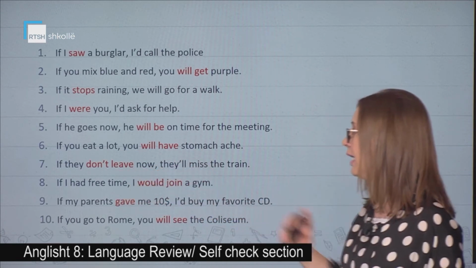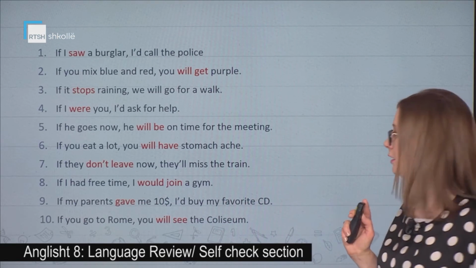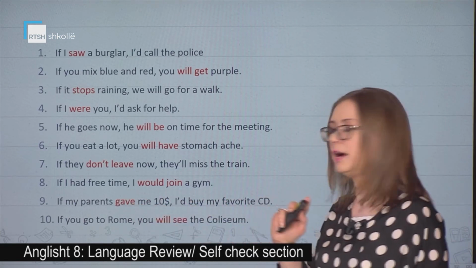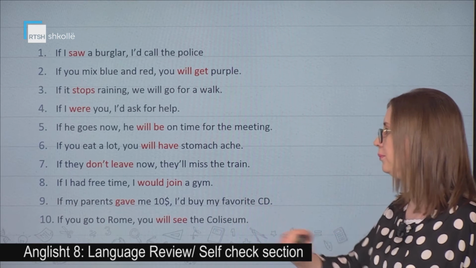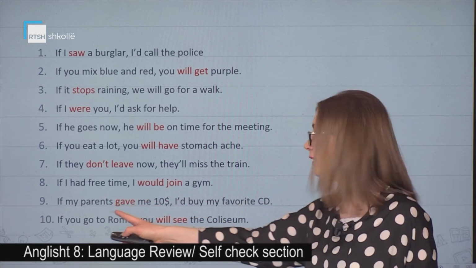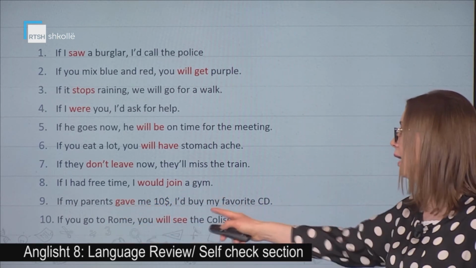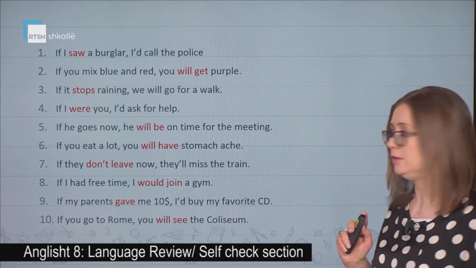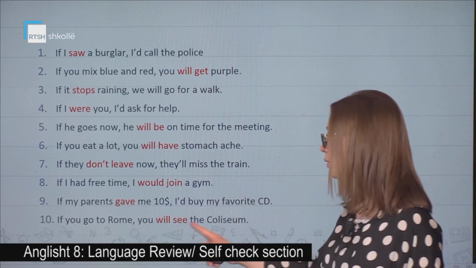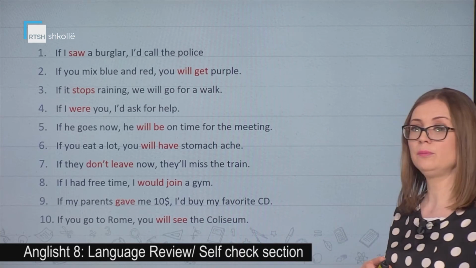If they don't leave now, they will miss the train. If I had free time, I would join a gym. If my parents gave me $10, I would buy my favorite CD. If you go to Rome, you will see the Colosseum.